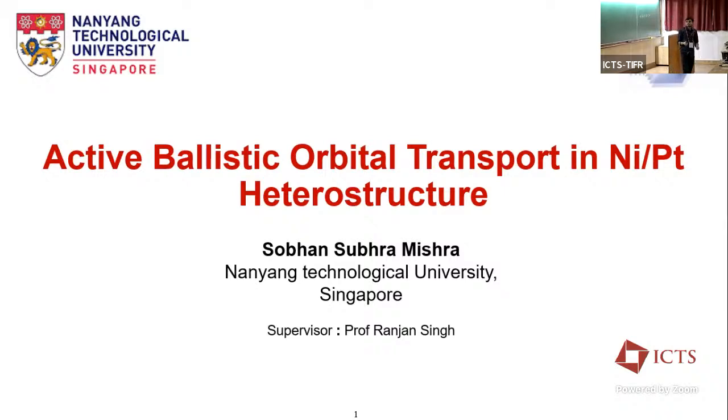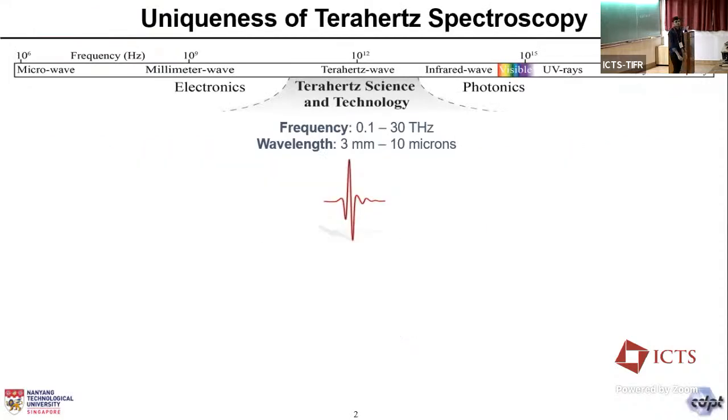First of all, I'd like to thank the organizer for giving me the opportunity to present our recent work in differentiating the various angular momentum in these magnetic heterostructure. For example, I'll be differentiating spin angular momentum and orbital angular momentum in NiPt heterostructure through terahertz emission spectroscopy. Before that, I'll be giving a brief introduction about the uniqueness of this terahertz spectroscopy.